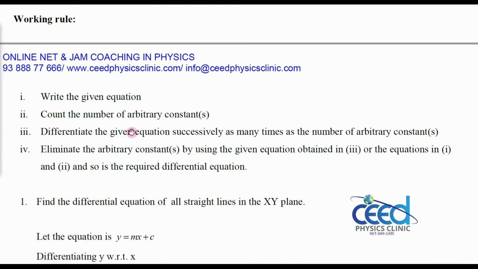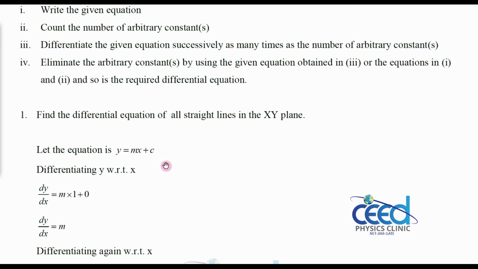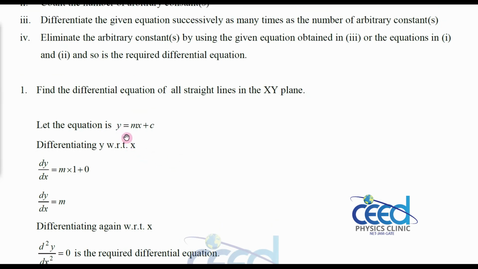The steps are: write the given equation, count the number of arbitrary constants, and differentiate the given equation successively as many times as the number of arbitrary constants. When I do an example, you will get more idea. See here, y is equal to mx plus c. This is a familiar equation, the equation of a straight line. How many arbitrary constants do I have here? One is m and one is c, so we have two constants.